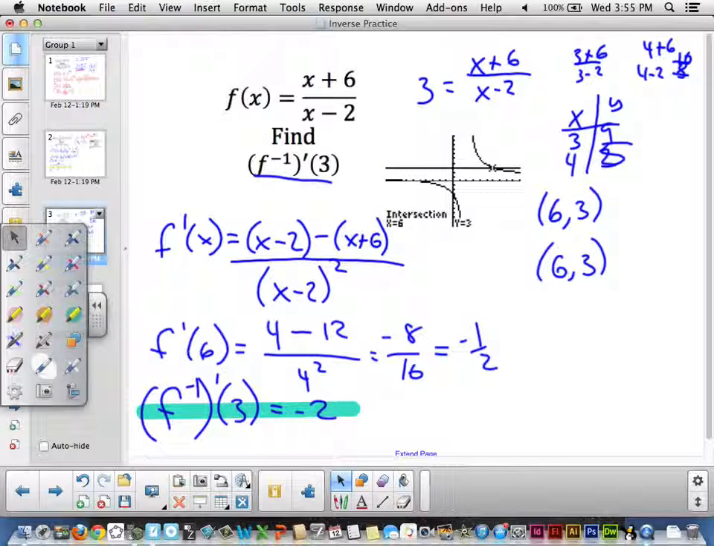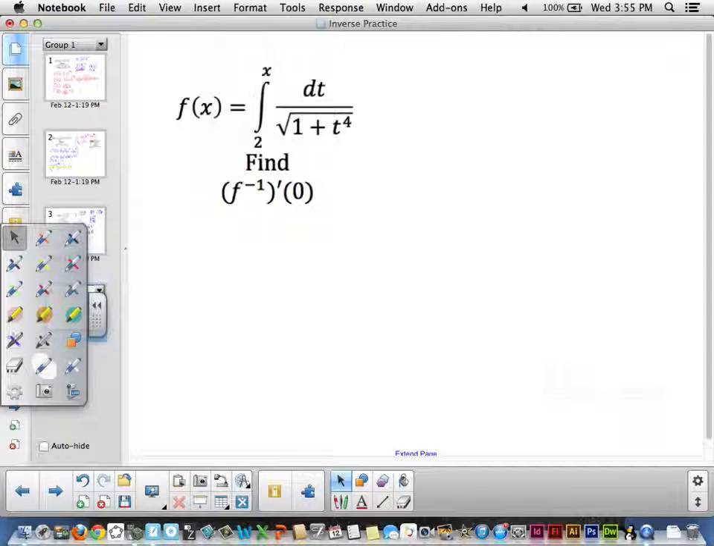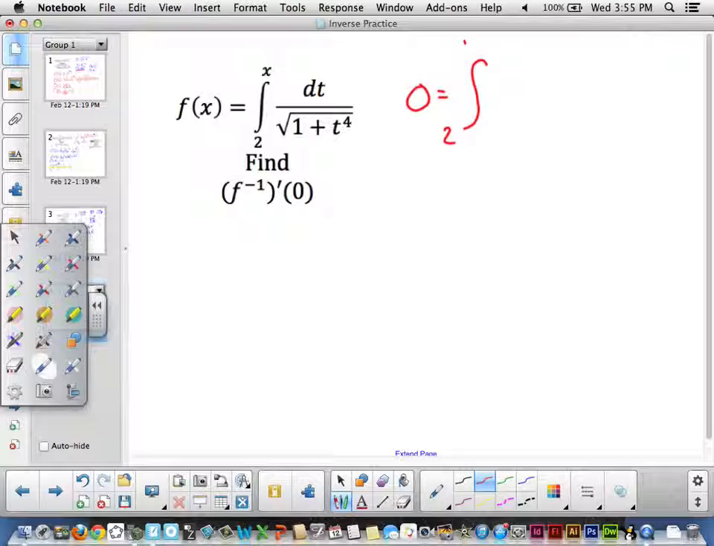Okay, last problem then. This one's a little tricky. We got the second fundamental theorem. We got a function defined with an integral. So let's take a look. We want to find where it's equal to 0. Where is this integral equal to 0?